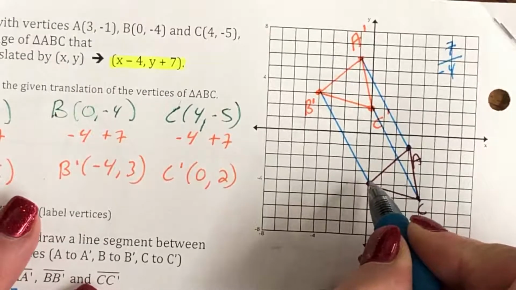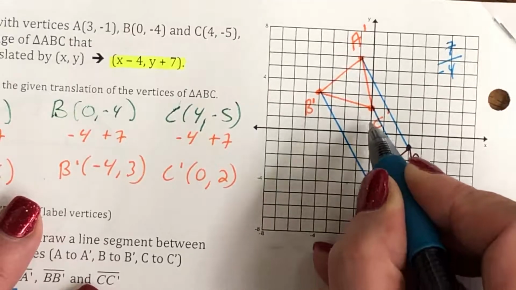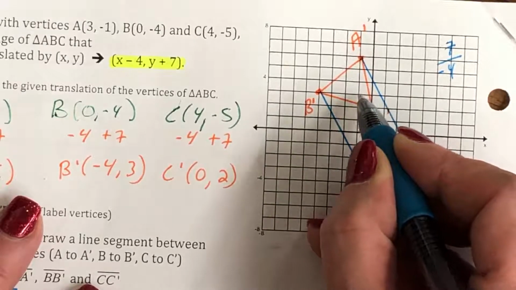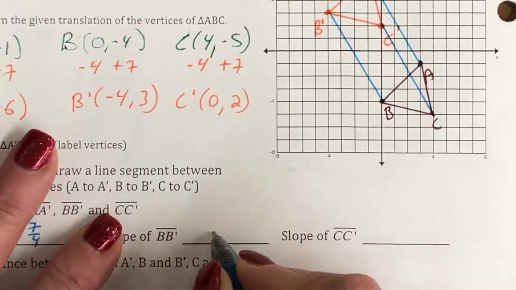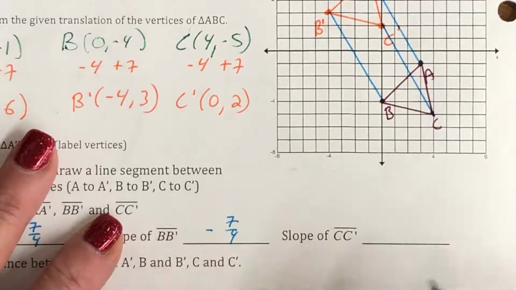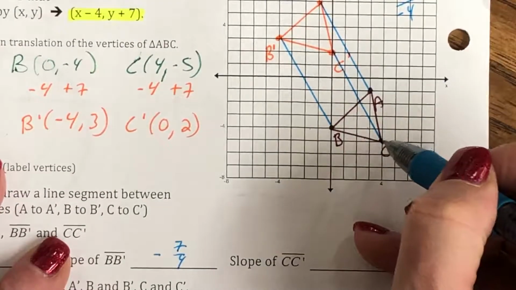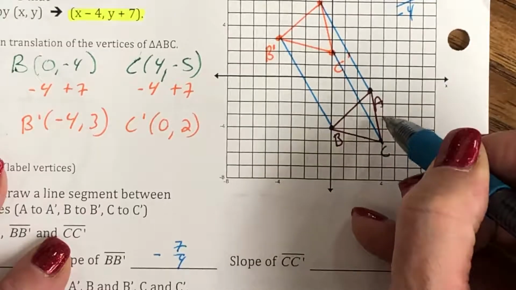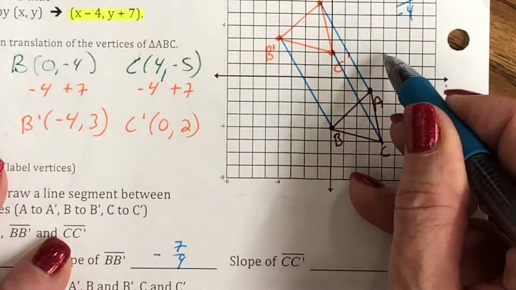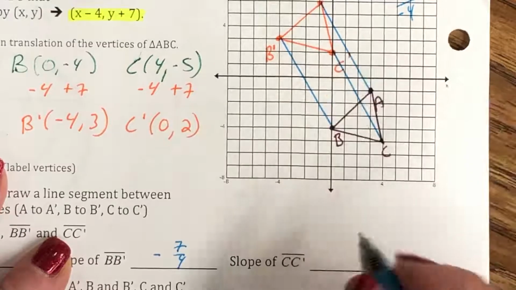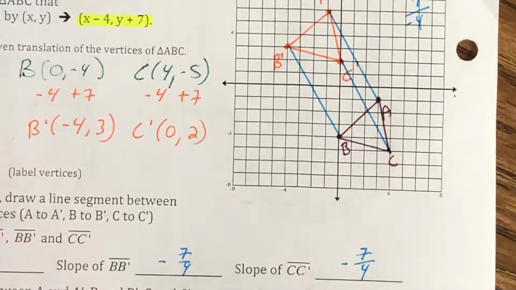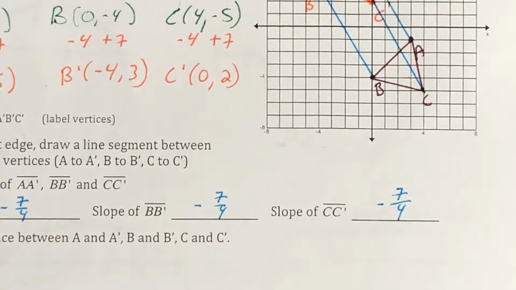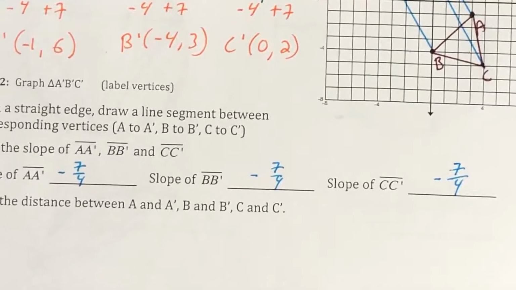Okay, let's try B prime. So we're going to go up 7, 1, 2, 3, 4, 5, 6, 7, and left 4, 1, 2, 3, 4. Same thing, 7 over negative 4, which we know is negative 7/4. And then C, we're going to go up 7, 1, 2, 3, 4, 5, 6, 7, and left 4, 1, 2, 3, 4. So negative 7/4. Since they all have the same slope, that means they're parallel.